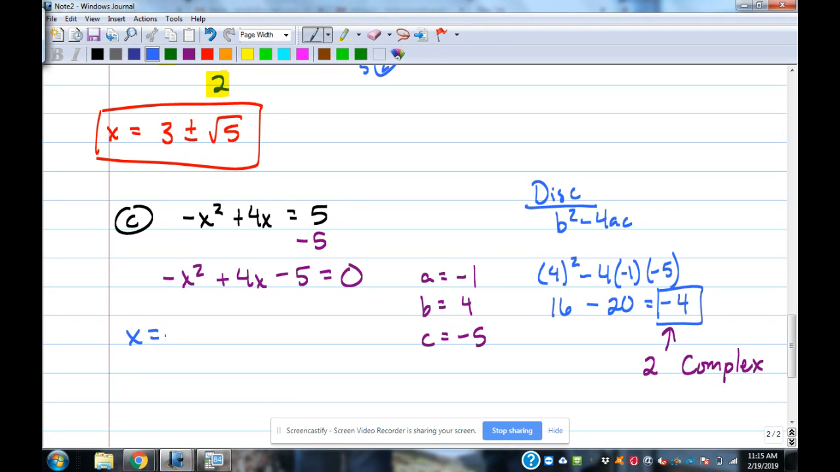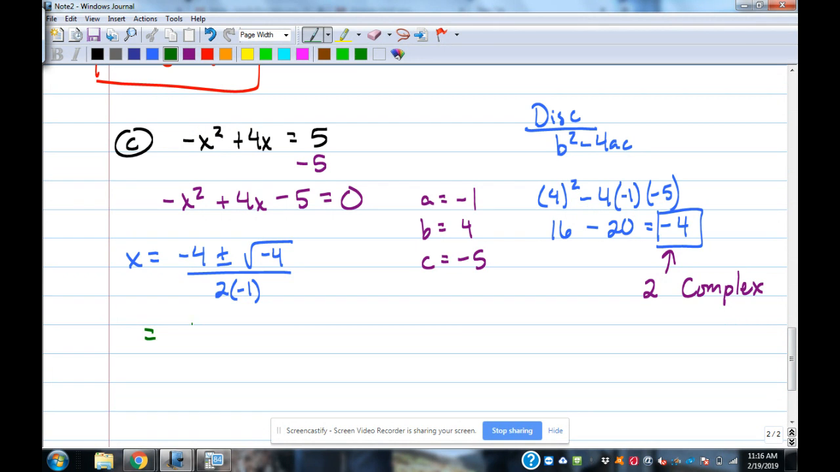So negative b, so it'd be -4 plus or minus the square root of -4 over 2 times -1. We're going to simplify as much as we can. So we have -4 plus or minus, that's going to be a -2 on the bottom. What does the square root of -4 turn into? I know it's going to have an i, but what's the square root of 4? 2. Yeah. So not a radical anymore because the square root of 4 is 2, so the radical goes away.